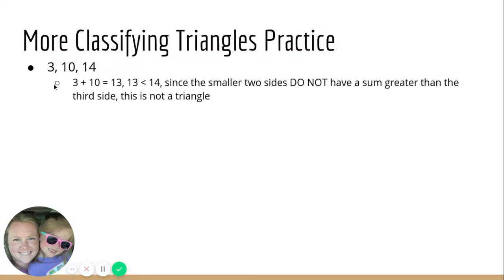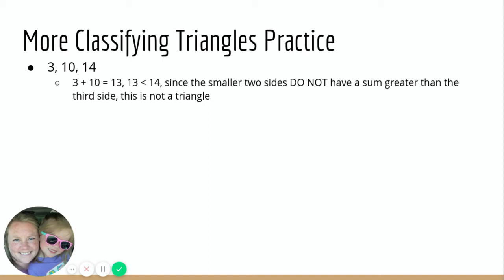Three plus 10 is 13. Those are the two smallest sides. And 13 is less than 14. In order for this to make a triangle, the two smaller sides added together have to be larger than the third, and they're not, so this does not even make a triangle at all. So the answer here would be not a triangle.